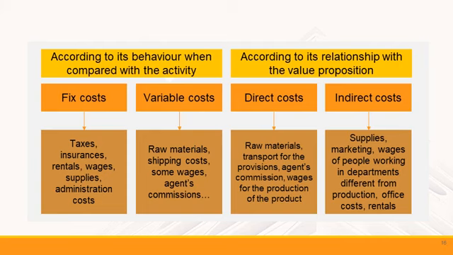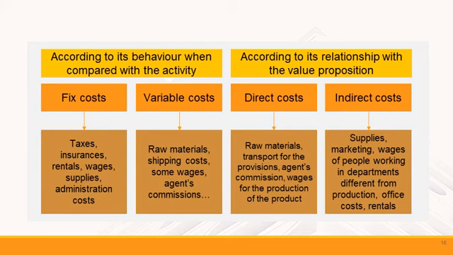And some examples of indirect costs, we have the supplies. That's because I need this energy or I need this water to produce, but it is not something that I pay for directly. The marketing is also an indirect cost because this is something that I need to sell. It is something complementary. The wages of the people that are working in the departments different from production. For example, the people that work in the marketing department or the people that work in the office, but they are not performing activities that are directly related to this final product.